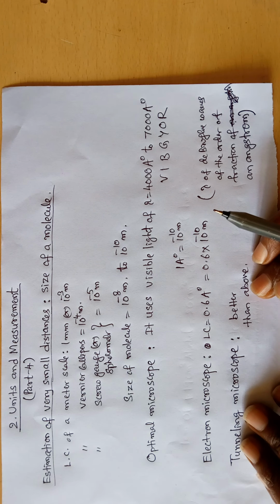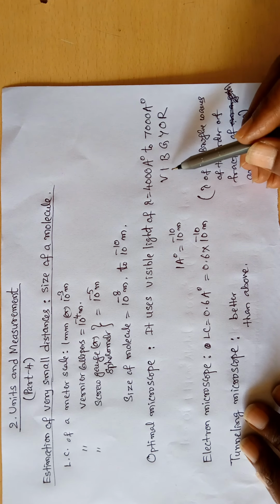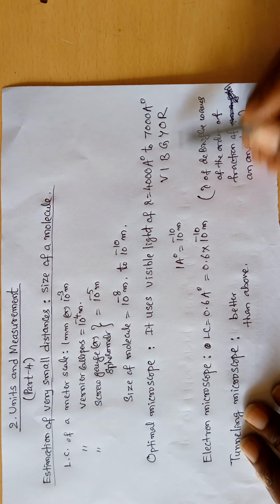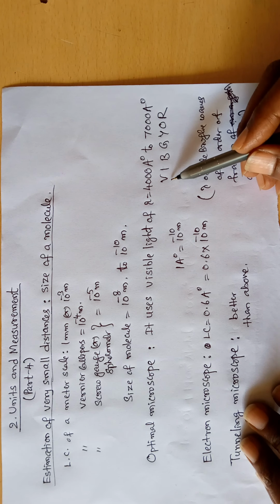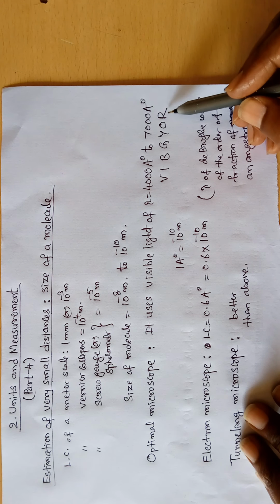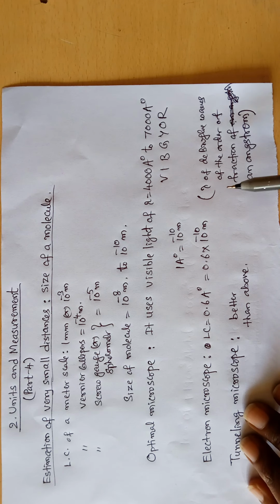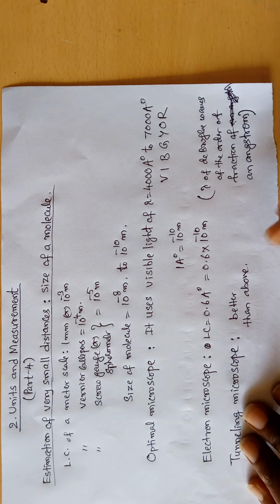Visible light means VIBGYOR, 7 colors. These 7 colors are written in the increasing order of wavelength. Violet color has a wavelength of 4000 angstroms. Red color has a wavelength of 7000 angstroms. Now, let us concentrate on the lowest value, 4000 angstrom. 1 angstrom means 10 power minus 10 meters.